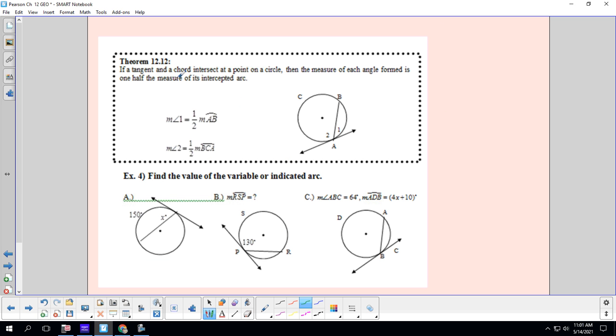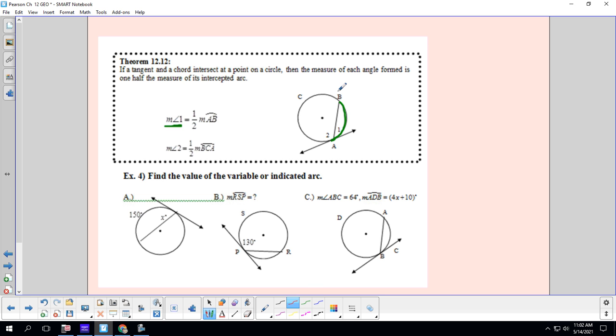All right, one more theorem. If a tangent and a chord intersect at a point on the circle, then the measure of each angle formed is 1/2 the measure of the intercepted arc. So if we look at angle 1, it intercepts A and B. So if I want to know what angle measure angle 1 has, I just take this arc measure and cut it in half. Conversely, if I want to know the measure of arc AB and I have angle 1, I just double it.